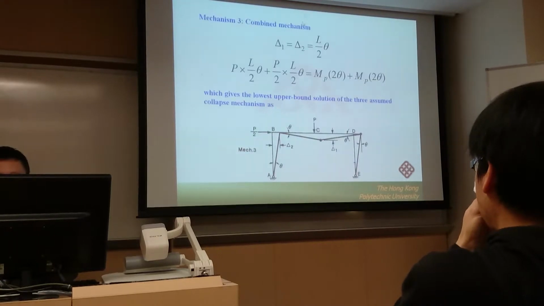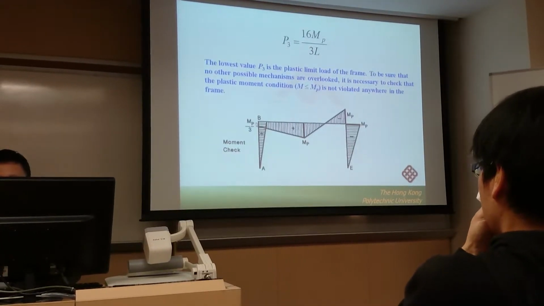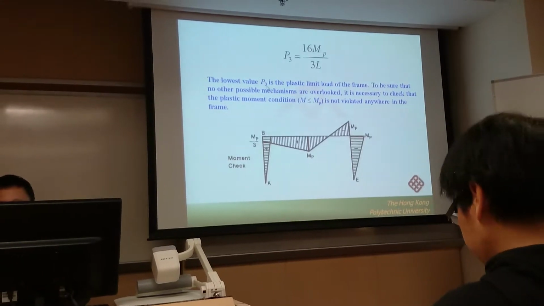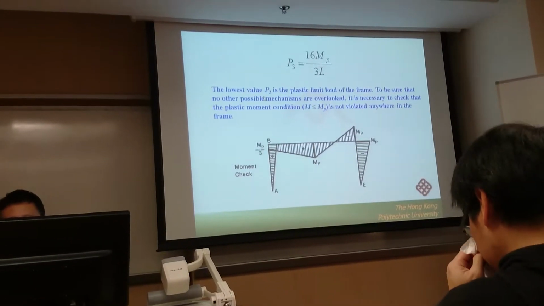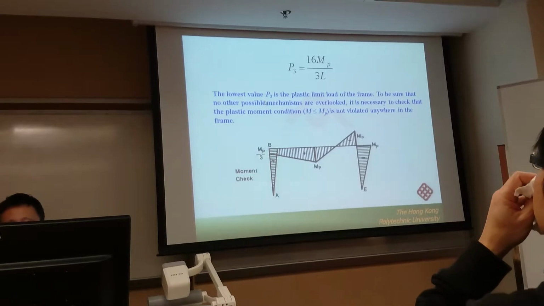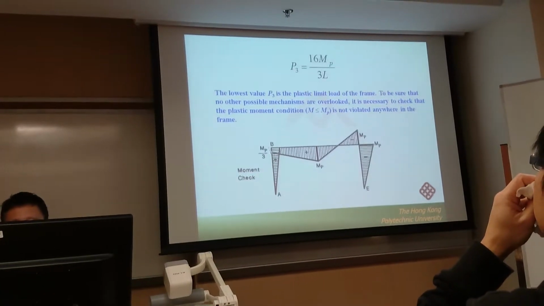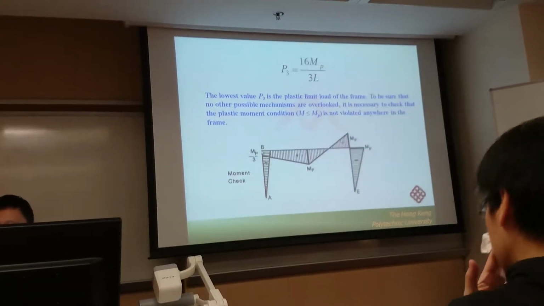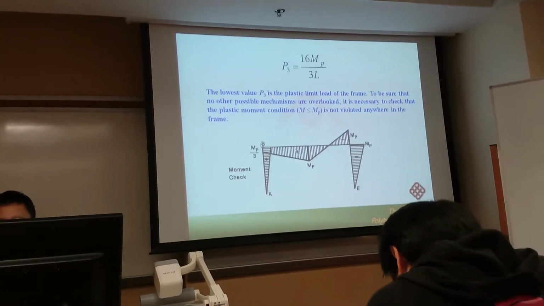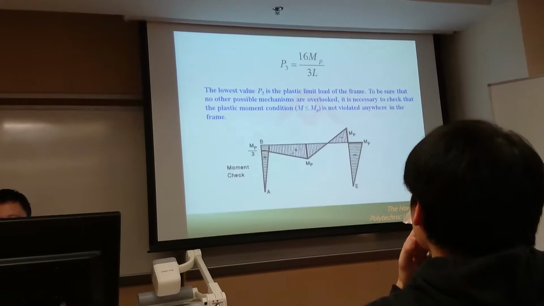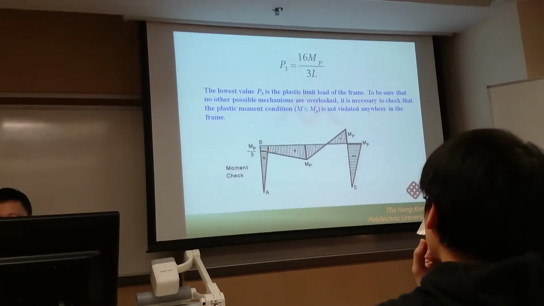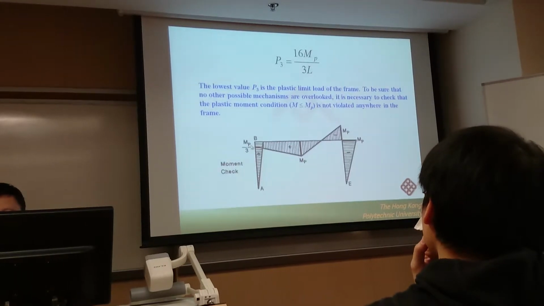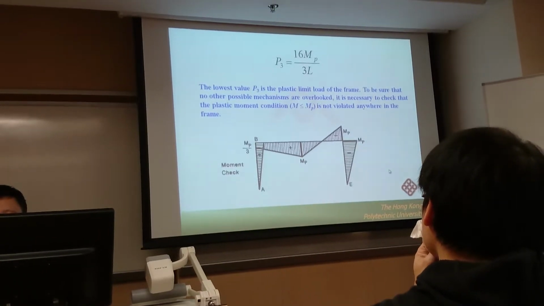We have to do the moment check for section B because the obtained collapse force corresponds to the combined case, and for the combined case, with B as a possible plastic hinge location, we assume the moment for this section is less than the plastic moment. That means it is not a plastic hinge, but we have to check. So here's the result. But I will show you how to obtain this result.